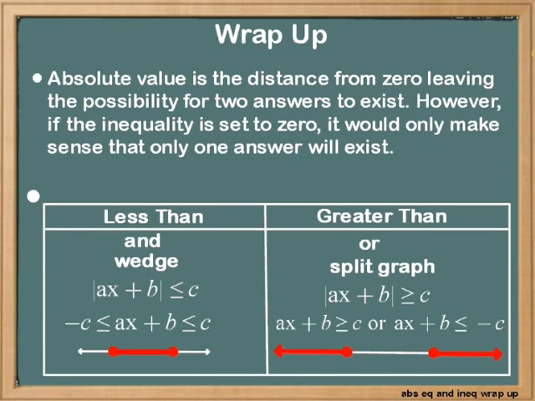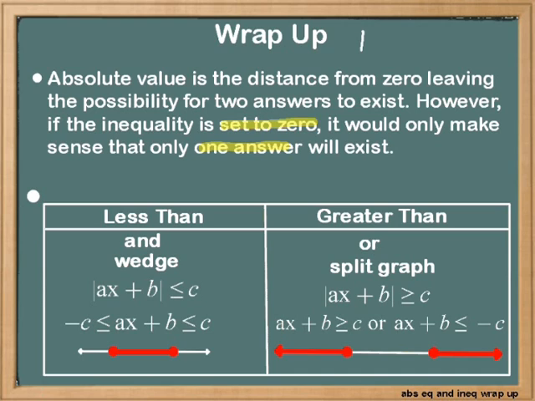It's time to wrap up what we learned today. We learned that the absolute value is the distance from zero, leaving us the possibility for two answers. However, I do want to point out right now something I have not mentioned before, that if your inequality or your equation even is set to 0, you would only have one answer, and here's why. Let's take a look at that quickly.